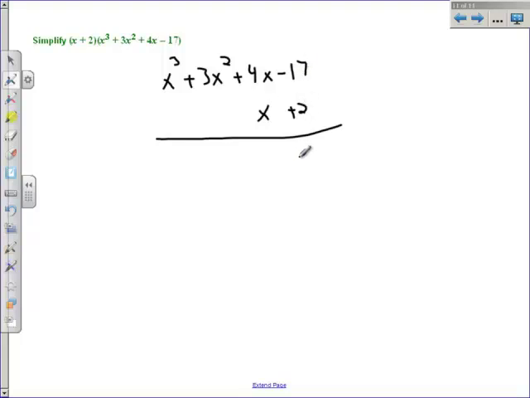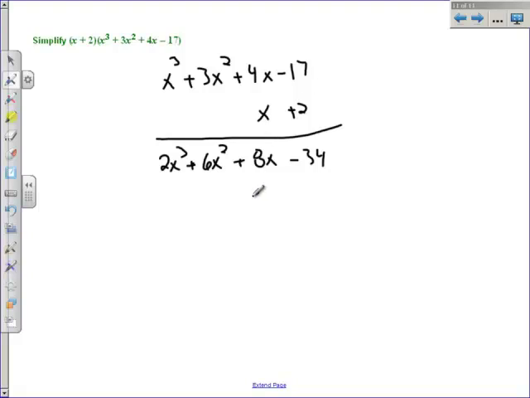Negative 17 times 2 is negative 34. 2 times 4x is 8x. 2 times 3x squared is 6x squared. That 8x is positive. 2 times x cubed is 2x cubed, and that 6x squared was also positive. I'm going to leave a space, and then I'm going to go through here and multiply with all the x's.